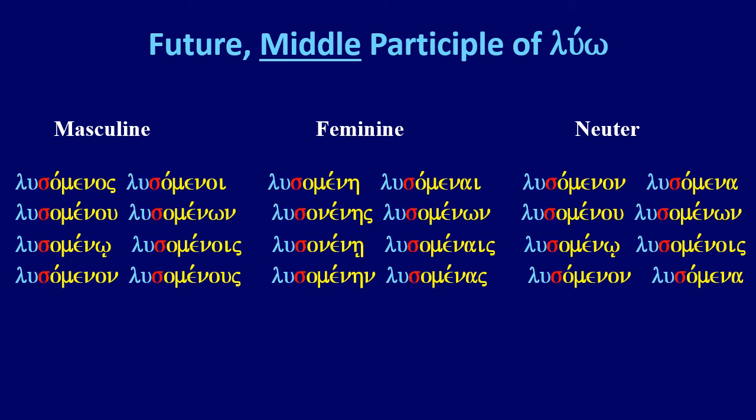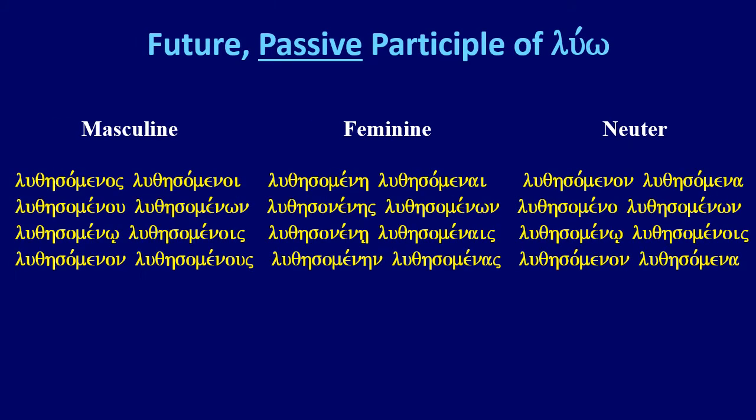And here I've just highlighted it in red in order for you to see this difference. And this brings us to the future passive voice forms for the participle of luo, which you can see here in this paradigm. And our words are getting fairly long because now we have the addition of two new letters into this passive form. And these letters are theta eta, that combination, which you should recognize already because theta eta was also used for future passive indicative verb forms as well as first aorist passive indicative verb forms.